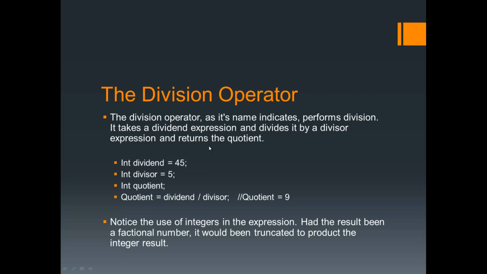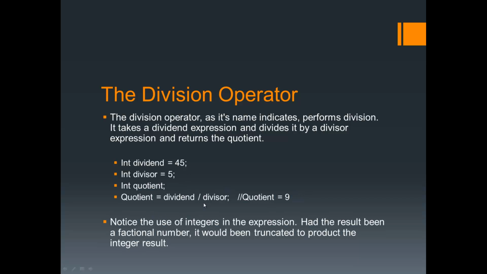Our next one here is the division operator. Again, simple mathematics. The division operator, as it indicates, performs division. It takes a dividend expression and divides it by a divisor expression, and returns the quotient. Here, 45 divided by 5 is going to give us 9.